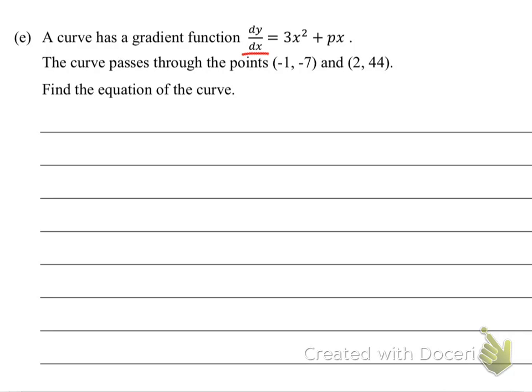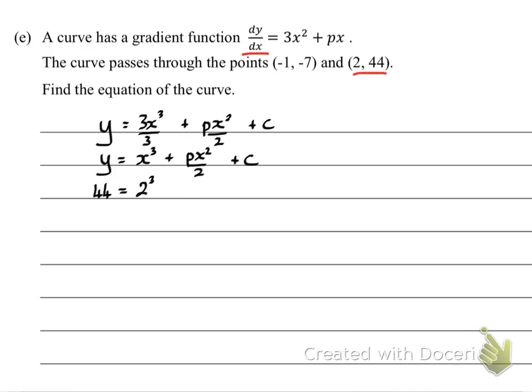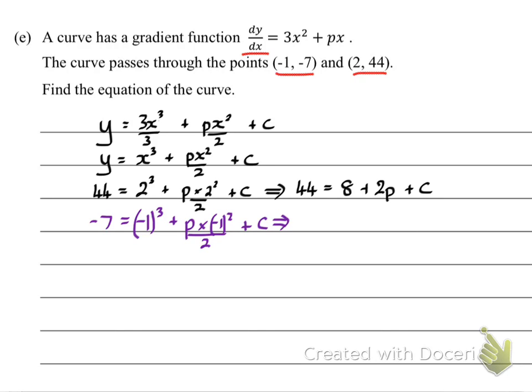For this question, we're given the differential equation, so we're going to have to anti-differentiate to find out what the actual equation is. So we're going to add 1 to the power, divide by the new power, and add your constant. We'll tidy that up first, then we're given 2 points. I'm going to start with the point (2, 44), and tidy that equation up so we get 44 equals 8 plus 2p plus c. Do the same with the -7. Put -1 instead of x.